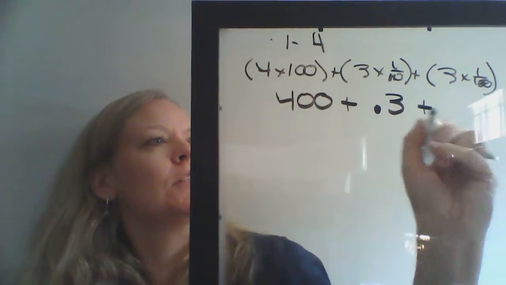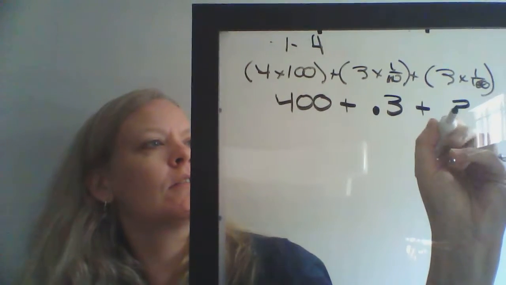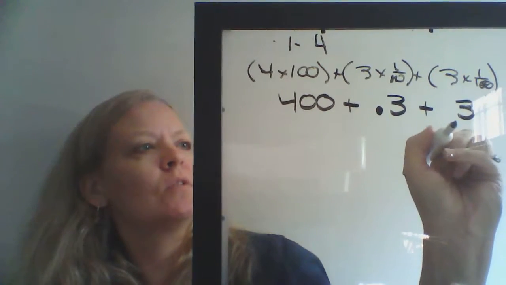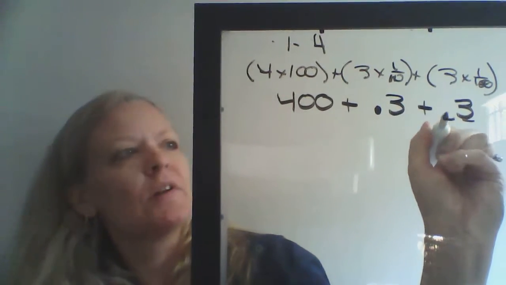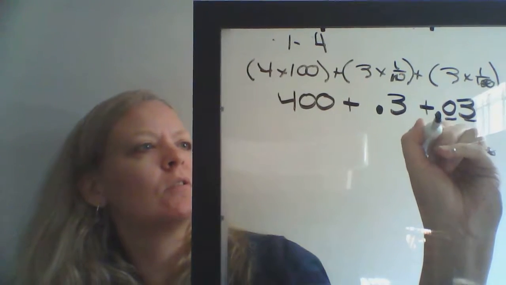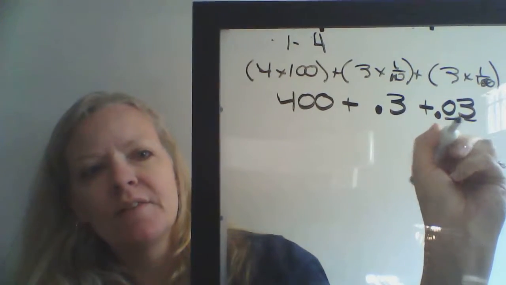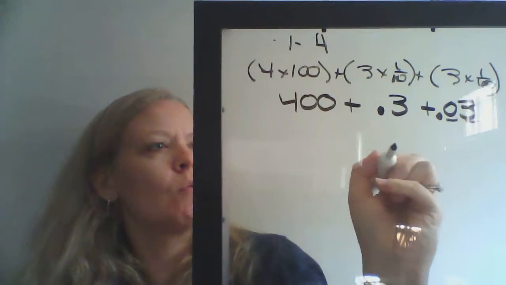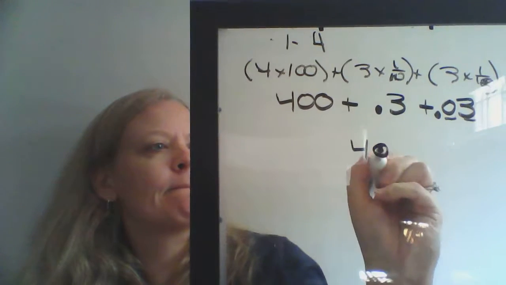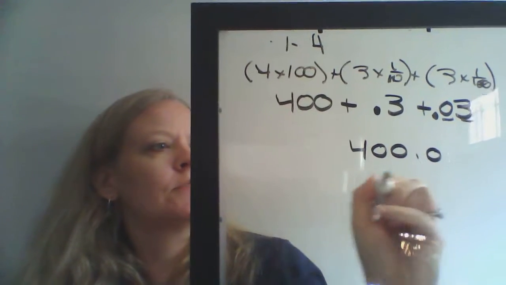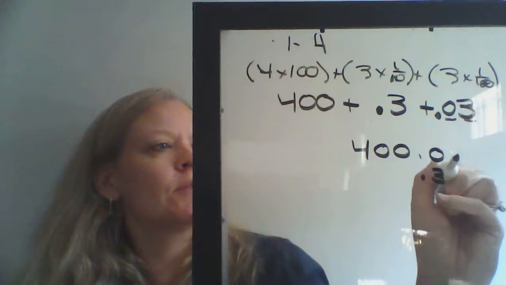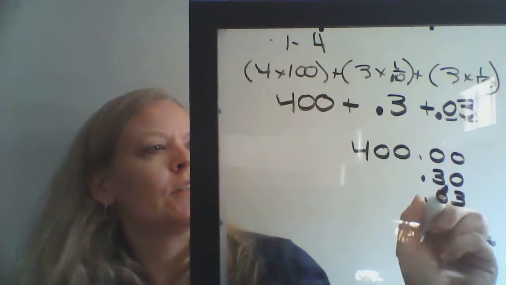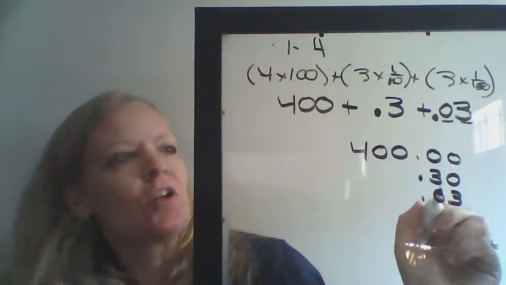And then I have another 3. And what place is that in? Hundredths. So where does that go? That's the second one over from the decimal. Okay, so there's my decimal. 0.03, tenths, hundredths. So now I put this together. Well, how do I do that? So 400.0, 0.3. Let's put a 0 here too. And 0.03.